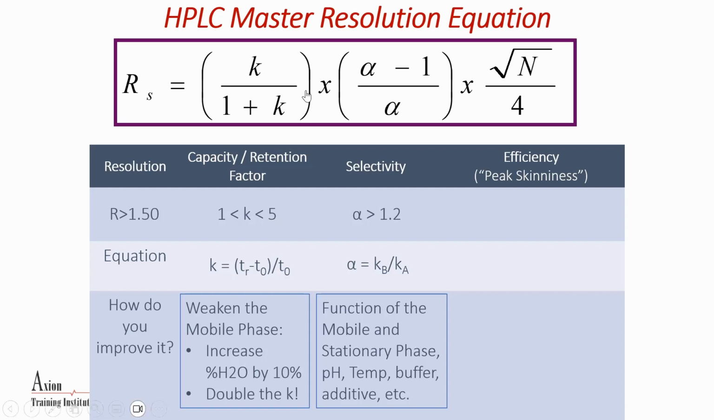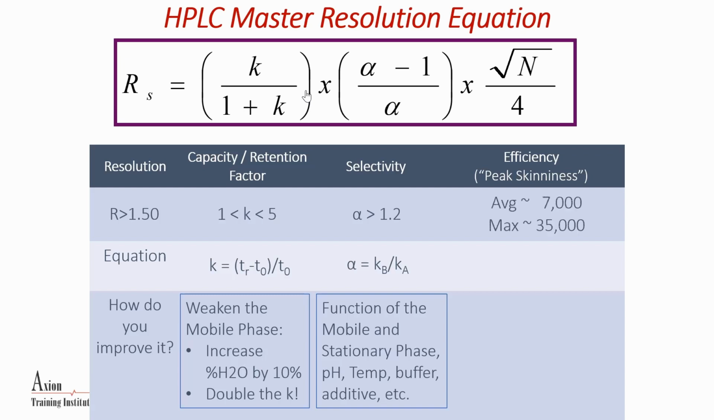So the way I look at selectivity is it is primarily a function of the stationary phase and the mobile phase. So if we change those two, we can actually change the selectivity. And that's what we're going to talk about. What do we do if C18 doesn't work? One of the great ways to change selectivity is to go to some other alternative type of column.